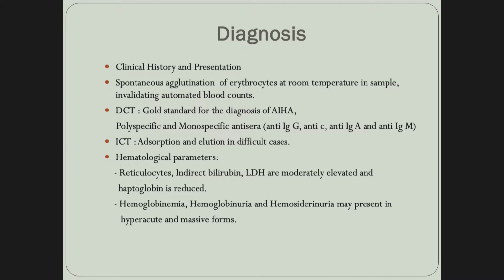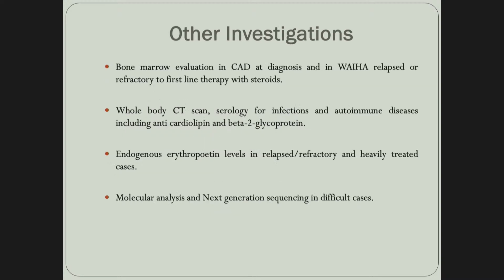Hematological parameters to be monitored: reticulocytes, indirect bilirubin, and LDH, which are moderately elevated. Haptoglobin will be reduced. In case of hemolysis in the urine, you should also check for hemoglobinemia, hemoglobinuria, and hemosiderinuria, which can occur in hyperacute and massive forms. These other investigations also need to be added, where bone marrow evaluation in cold agglutinin disease at diagnosis, because WHO has included it as a clonal B cell lymphoproliferative disorder with no signs of any malignancy. In CAD, bone marrow evaluation has to be done.